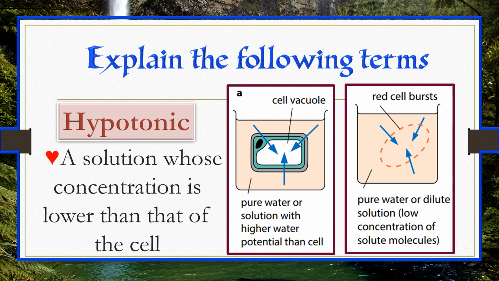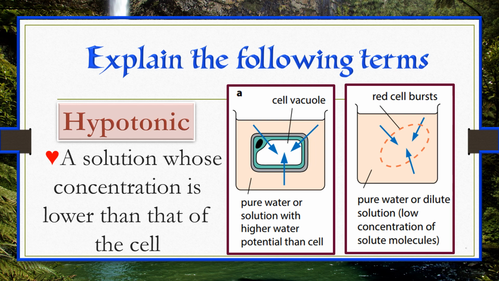For example, if we look at the plant cell, if you put it in pure water or a solution with a higher water potential than the cell, the pure water is referred to as hypertonic, and the water will end up entering into the plant cell.